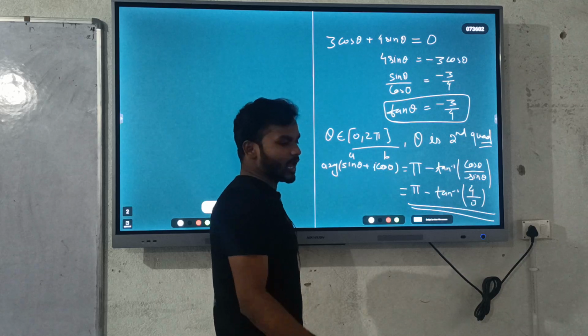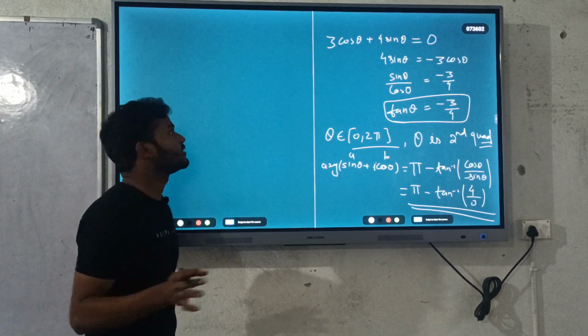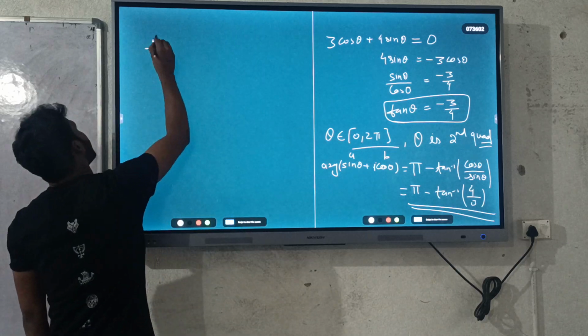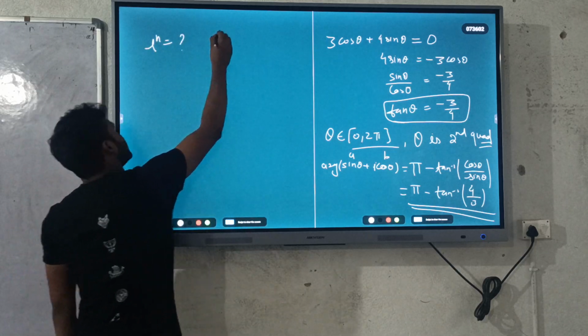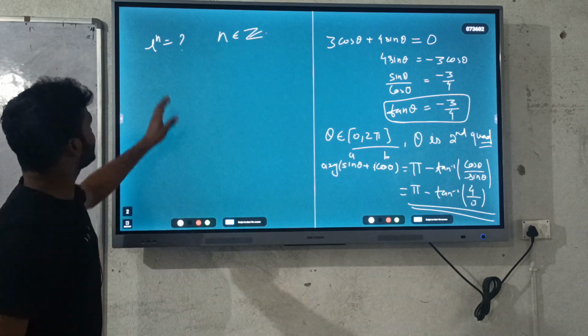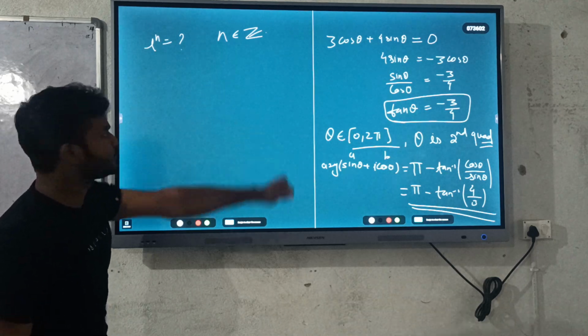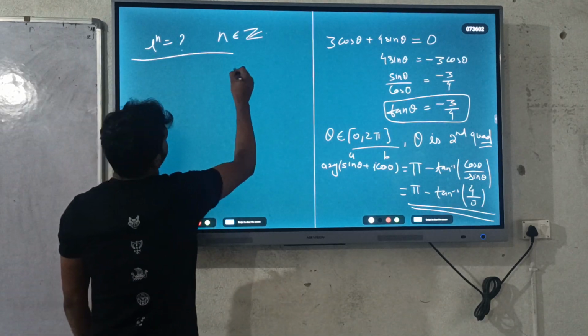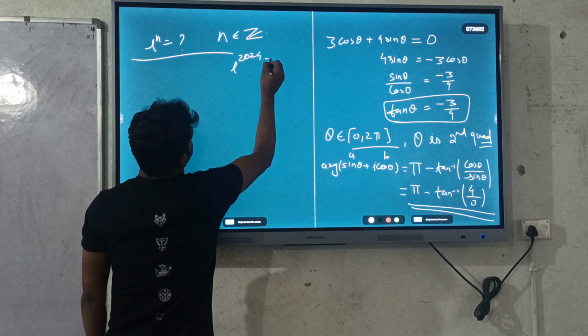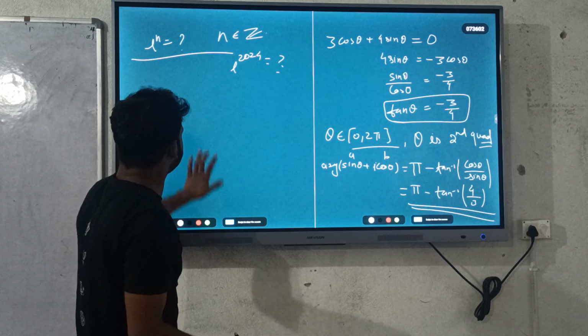Now let's calculate a beautiful relation for the integral power of i. If you want to calculate i to the power n, where n is an integer, it is a separate part of our video. We want to calculate this i to the power n where n is an integer. So how can we calculate it? Let's do it.